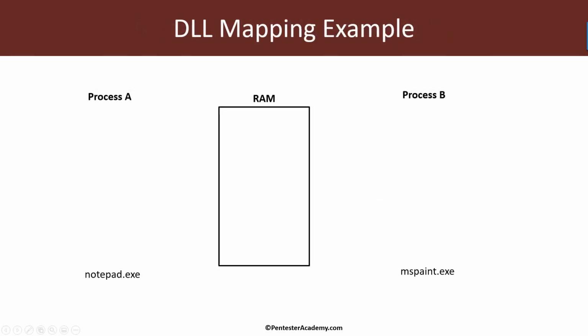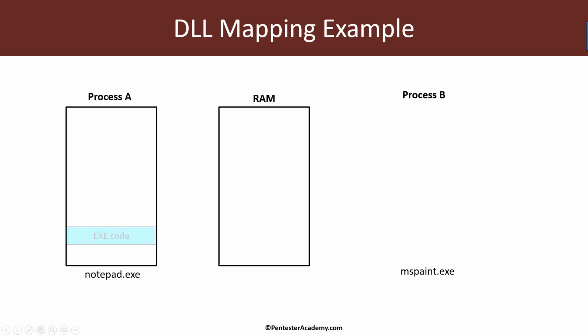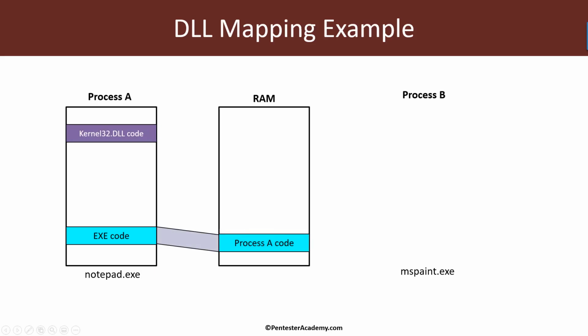So here's an example. Let's say we have two processes here, Notepad and Paint. Let's say Notepad comes up. It has its own executable code that needs to be mapped somewhere. Let's say it's mapped to RAM in this location. And then it uses something like kernel32.dll, which is one of the subsystem DLLs, which is very important and used by practically all user mode applications, except for native applications. And so it's mapped somewhere in physical memory.